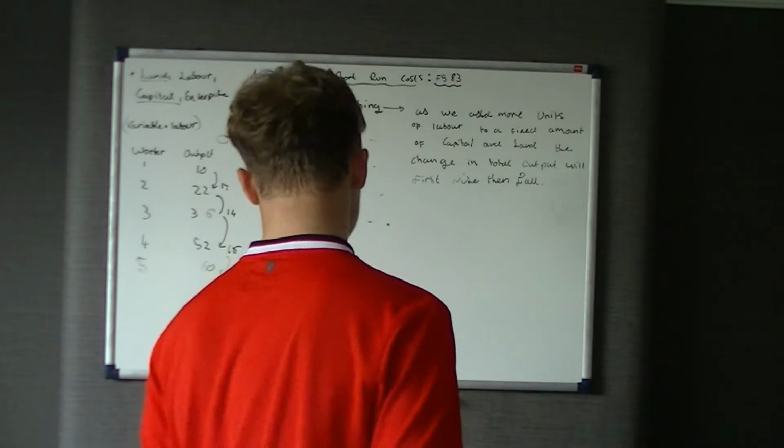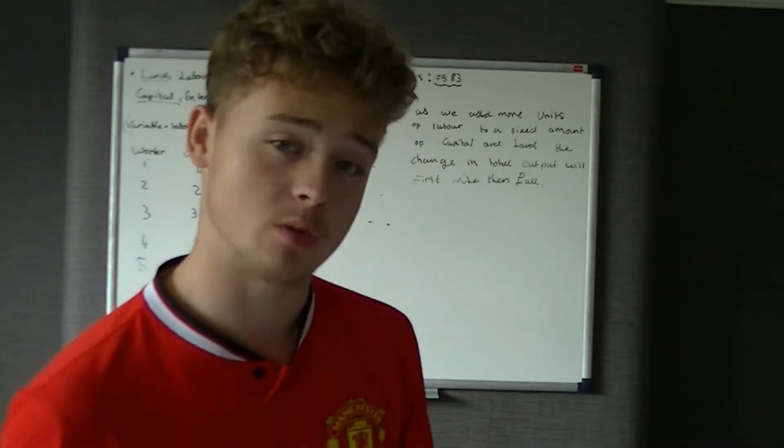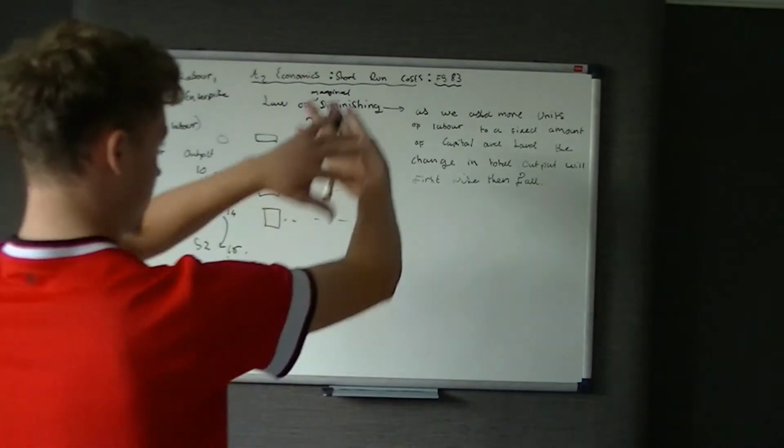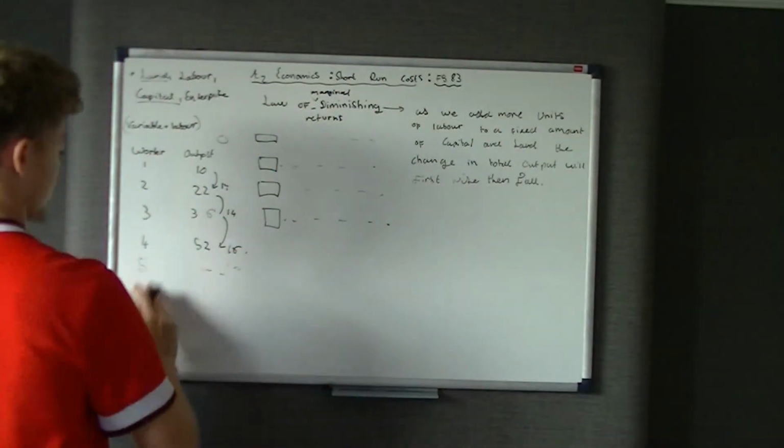And firms need to know this because they need to know the number of people they need to employ for a given job. So hopefully that's been some help in understanding this law of diminishing returns.